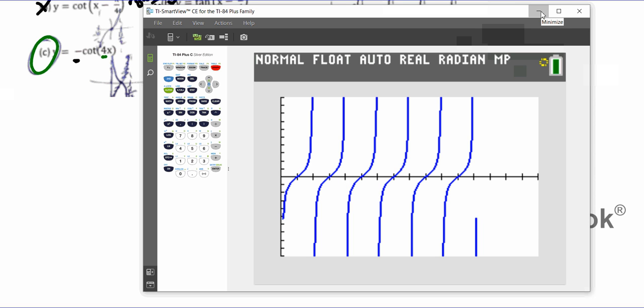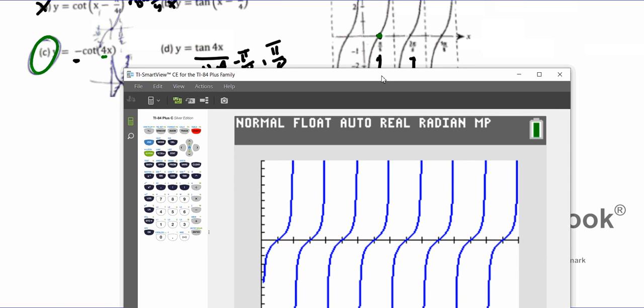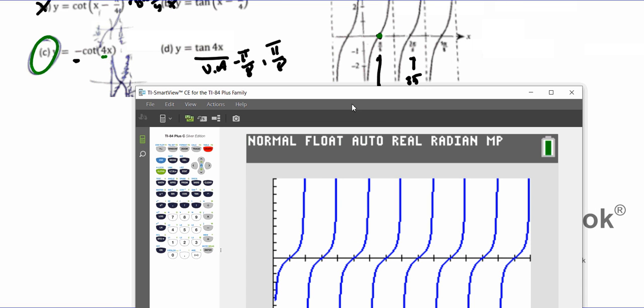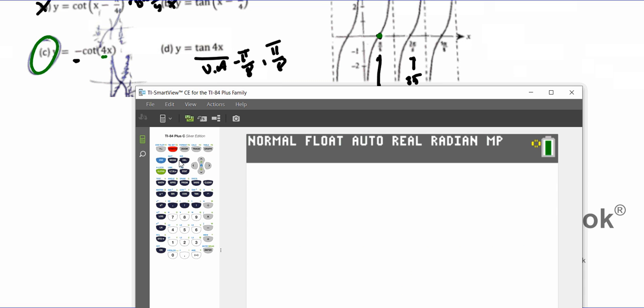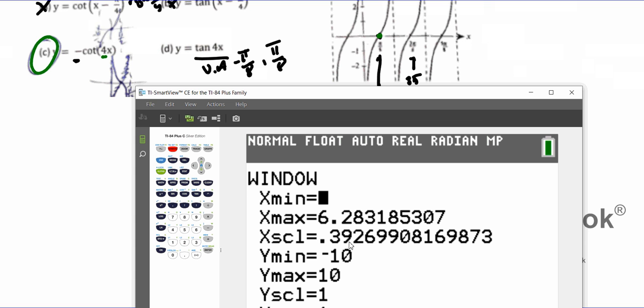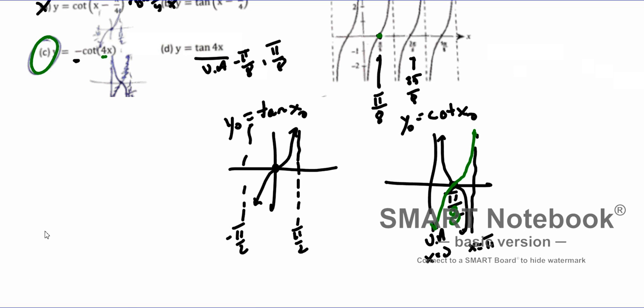And you can see how that's being graphed, and how that matches the graph we have right here, okay? So just make sure you know what these values are. That's where you go to window and plug those in. Once again, change your scale to what you have your pi's. Okay, so hopefully that helps you out.